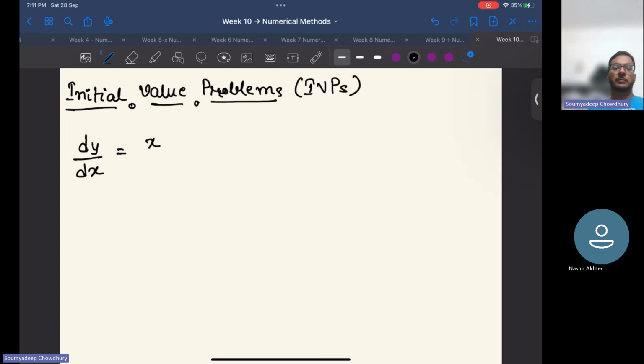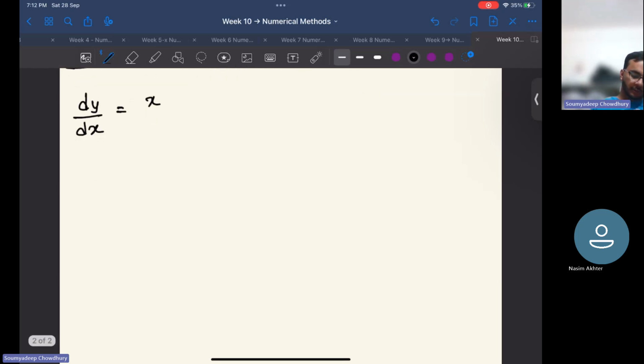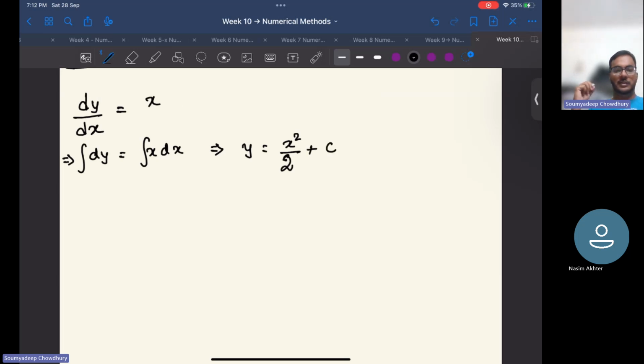So just forget about numerical techniques. In class 12 or in our bachelor's, we have studied how to solve these normal differential equations analytically. So first we'll do that, then we will go to numerical techniques. Okay. So this one we can solve by variable separation. Now if we integrate on both sides, it will be y equal to x square by 2 plus c. So this is the integration constant, right?